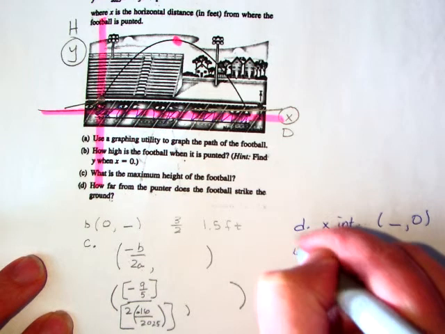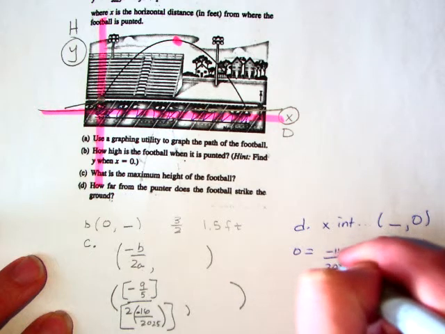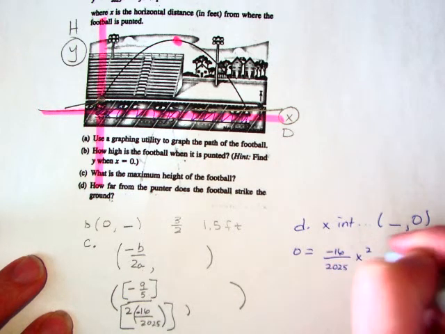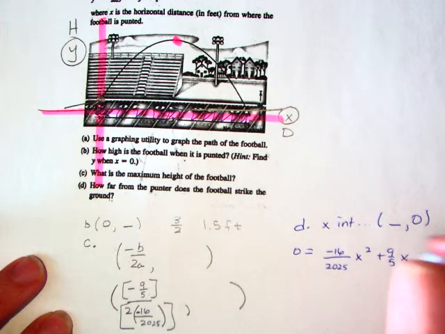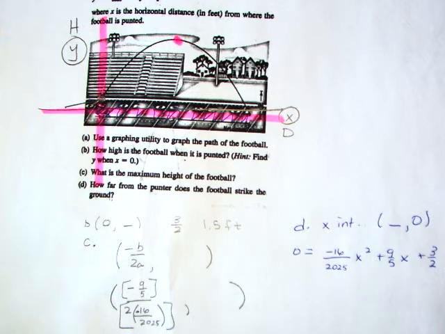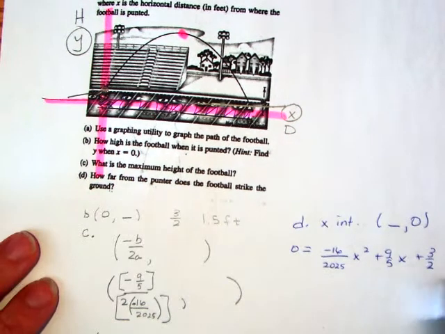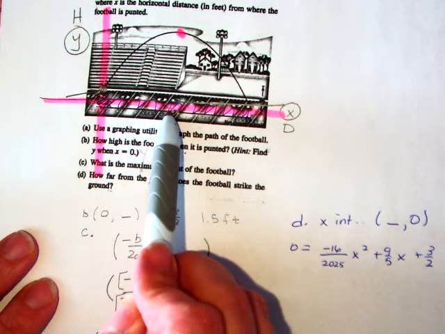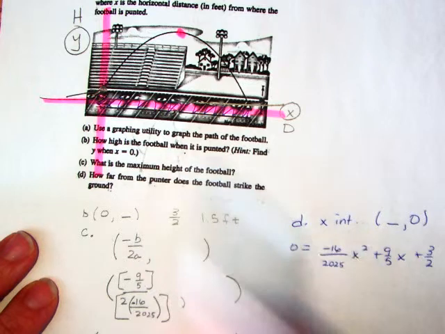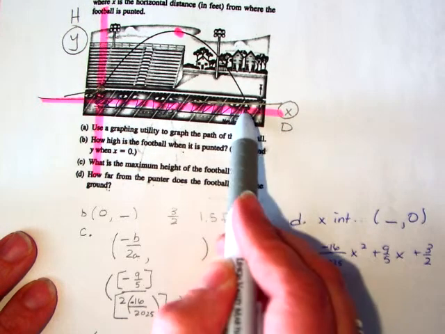Substitute up top. 0 is equal to negative 16 over 2025 x squared plus 9/5 x plus 3/2. If you think back to the other example that we had, you could convert all of these to decimals, use them as the a, b, and c values, and plug them into the quadratic formula. When you plug them into the quadratic formula, by taking what's out front, plus or minus the root, it's going to take you one direction or the other. We want to figure out this distance.